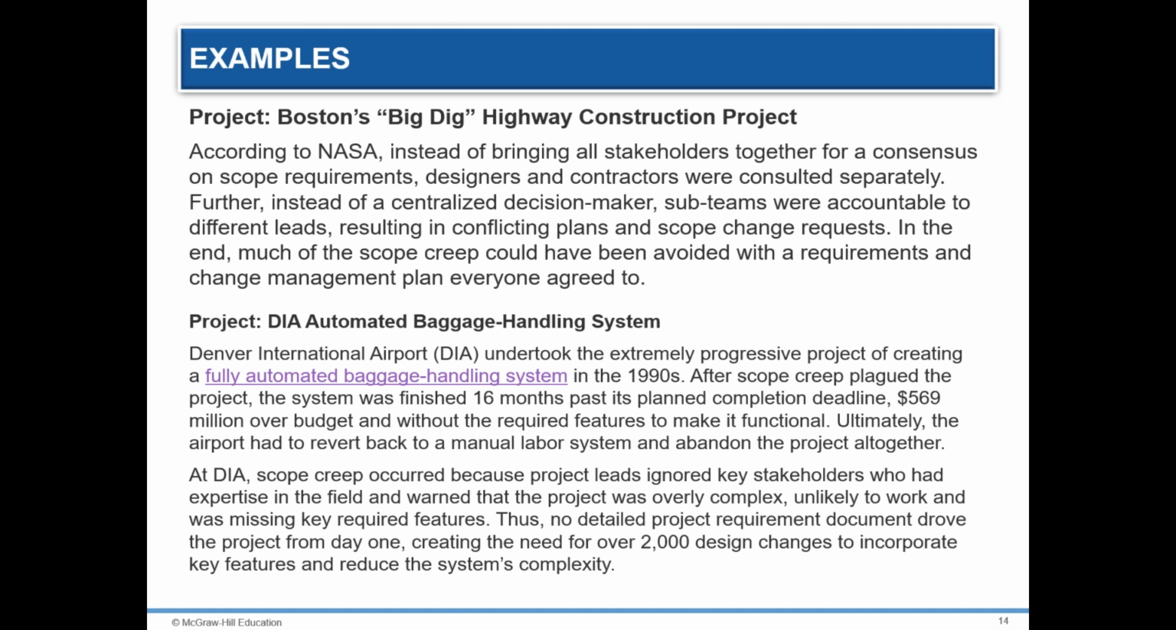Another example is NASA. Instead of bringing all stakeholders together for consensus on scope requirements, designers and contractors were consulted separately. Further, instead of centralized decision-making, sub-teams were accountable to different leads, resulting in conflicting plans and scope change requests. In the end, much of the scope creep could have been avoided with a requirements and change management plan everyone agreed to.